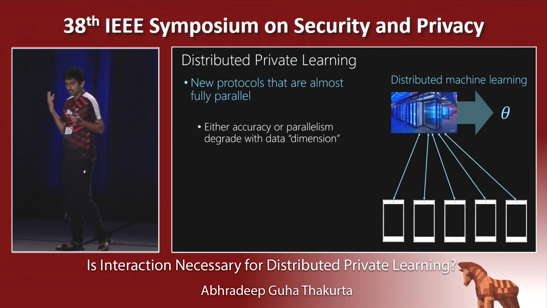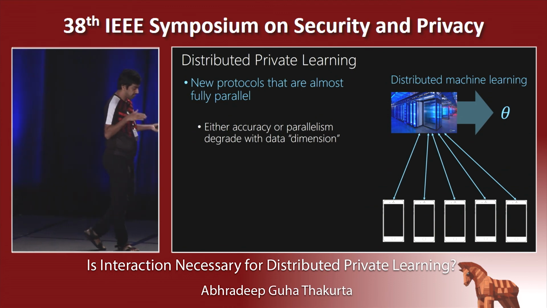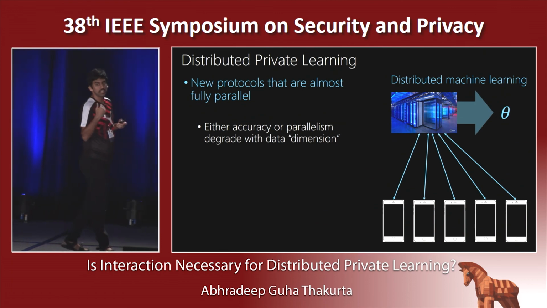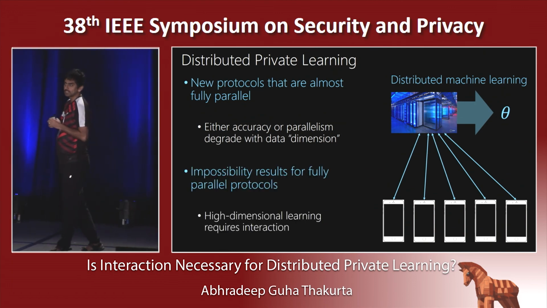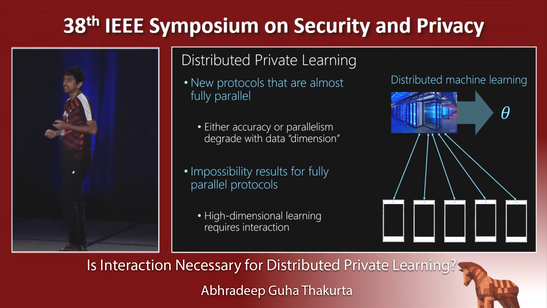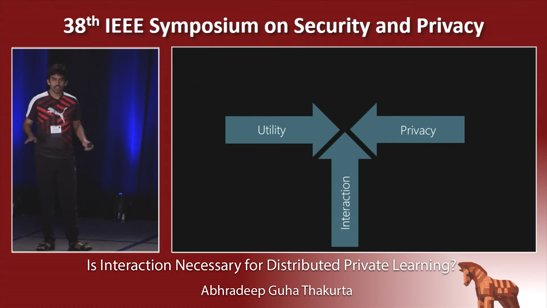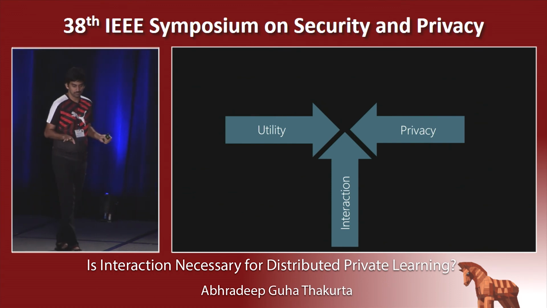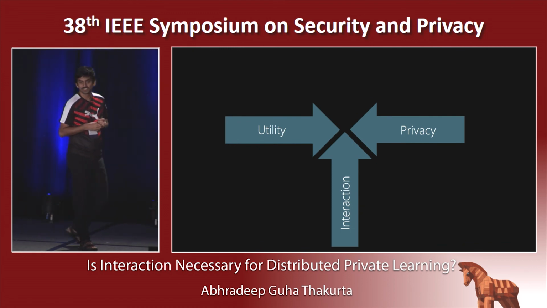Finally, to conclude, I told you about new protocols that are almost fully parallel, where either the accuracy or the degree of parallelism goes down as you increase the number of dimensions in the problem. We showed some impossibility results, that adaptive interaction is somehow ingrained into the problem. Finally, if you haven't heard my talk in the last 20 minutes, if you remember this slide, that itself is worth it. And that's what my talk is about.